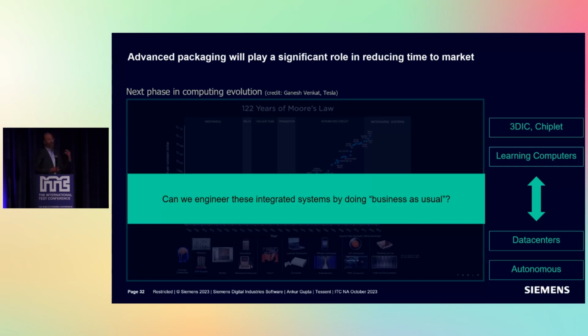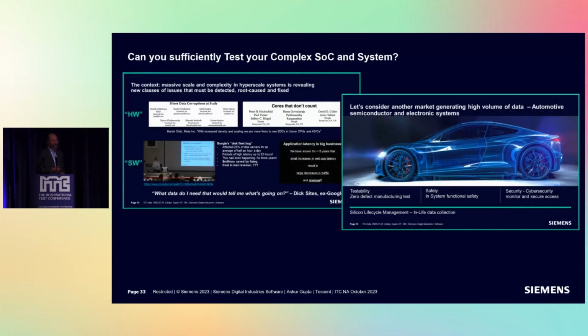But what is in store for us is even more challenging. And the way to think about it for us as a test community is, can you sufficiently test these complex SoCs and systems that are being built by customers today? On the left-hand side is the SDC challenge, silent data corruption challenge. I'm just putting pictures of papers that have been written about this challenge recently. On the right-hand side is the autonomous vehicle enablement challenge.